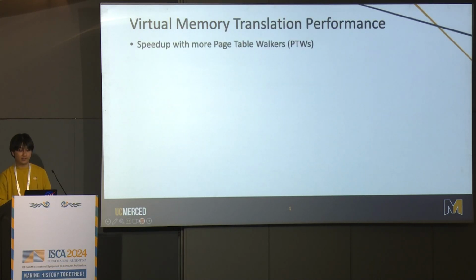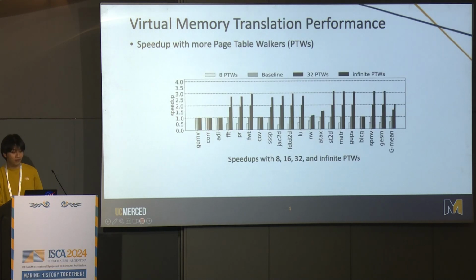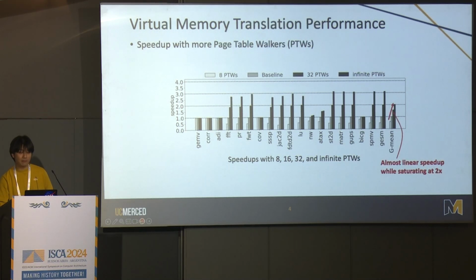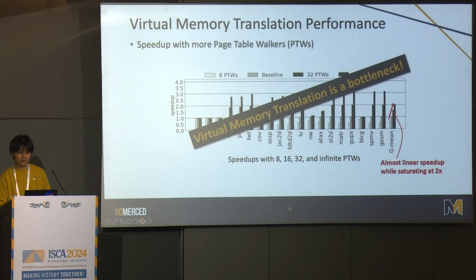Based on the baseline architecture, now we discuss the performance impact of virtual memory translation in MCM GPUs. In this figure, we demonstrate the performance with 8, 16, 32, and an infinite number of page table walkers on 19 GPU applications. We see almost linear speedup every time we double the number of page table walkers, until it saturates at 2x. This reveals that virtual memory translation is a new bottleneck and requires a fundamental revisit for MCM GPUs.